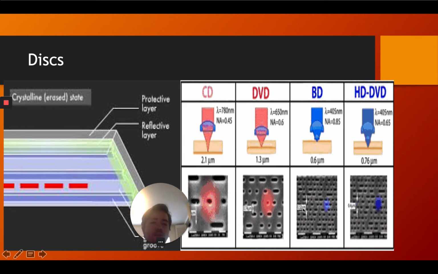So that's why we can fit more dyes, spaced out by 0.6 micrometers now, in the same surface area of the disc, instead of 2.1 micrometers apart from each other. So now we can store a lot more information in the same amount of space. And that's it for the Rayleigh criterion.